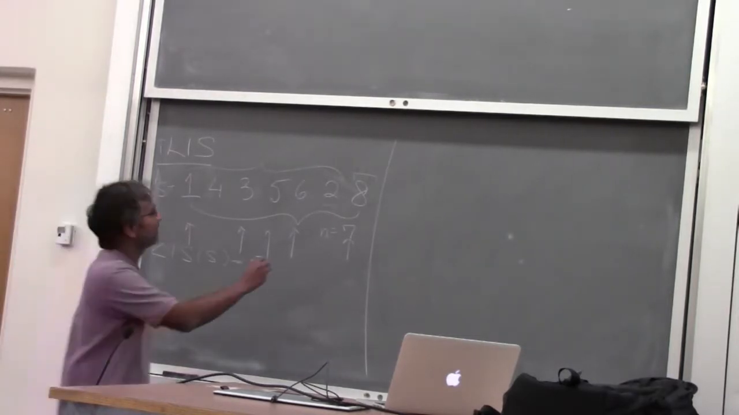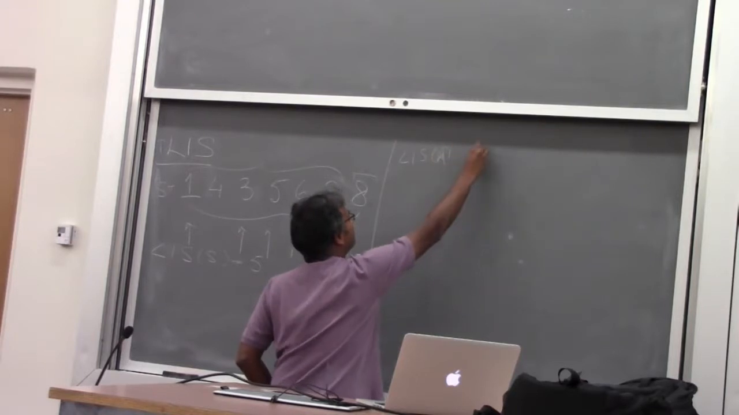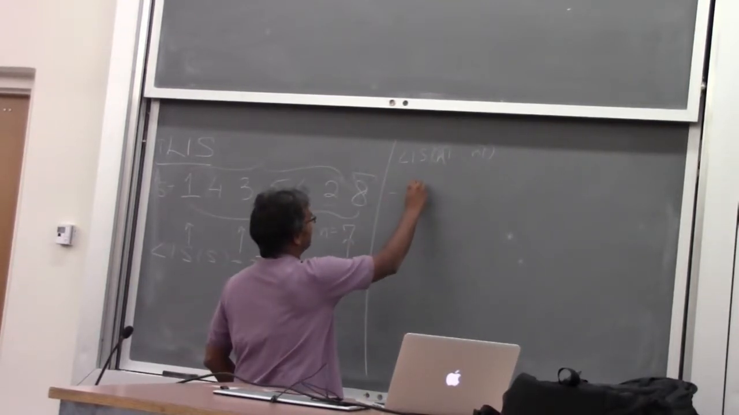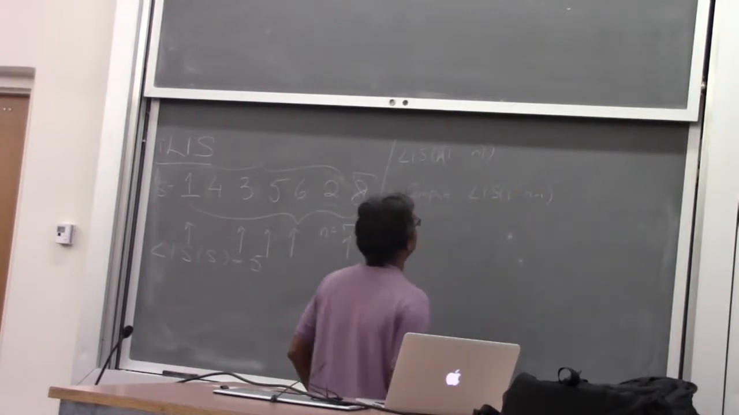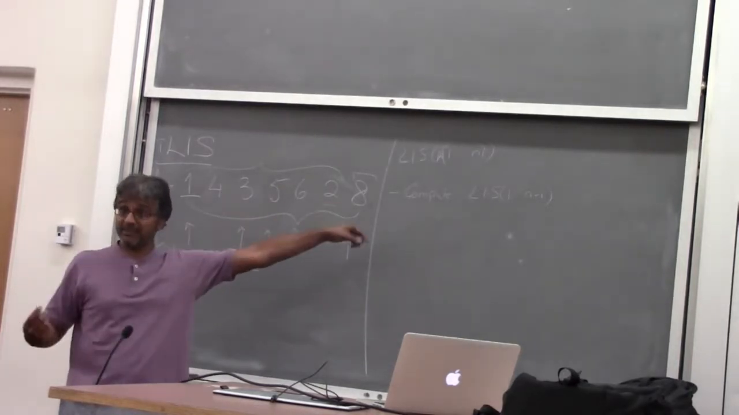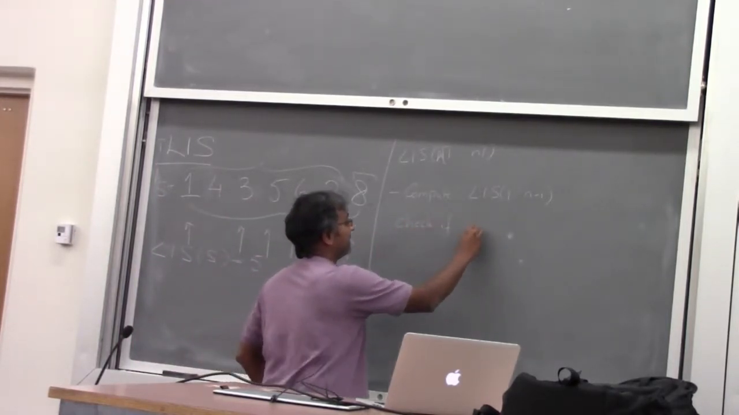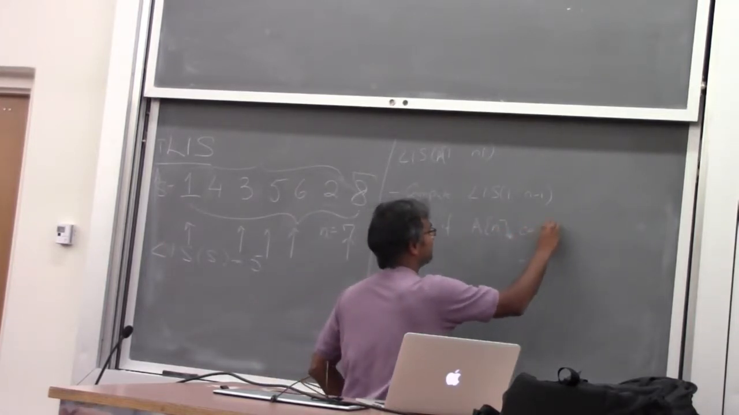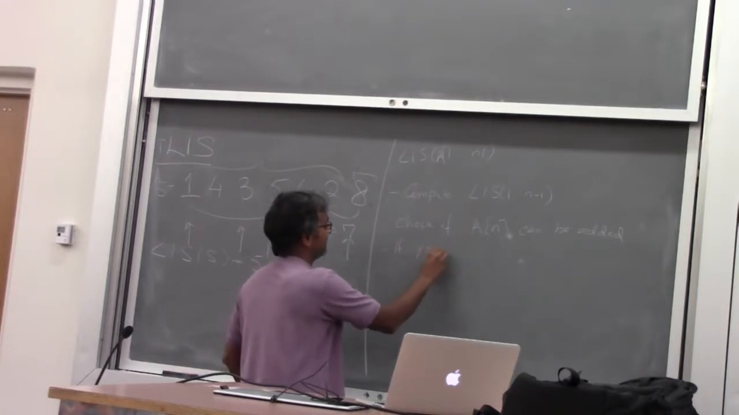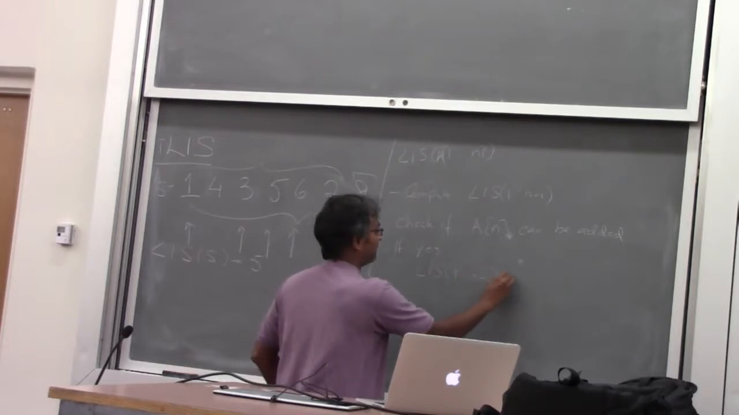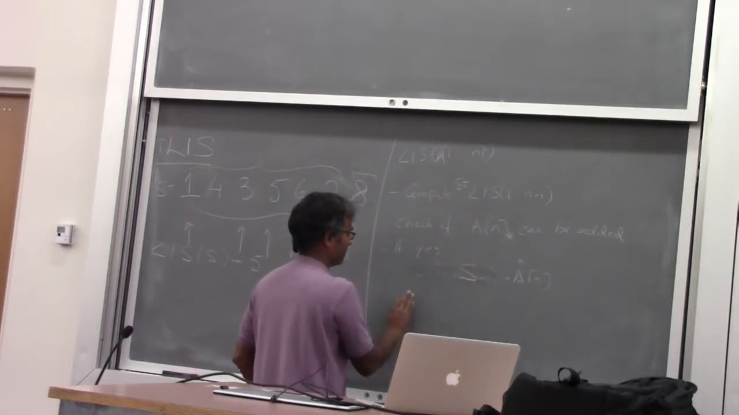So if I do this recursively, the recursive algorithm will say something like LIS of A 1 through n would be: compute LIS of 1 through n minus 1. And for now, we'll assume that we're getting not just a number, but the actual sequence. And then check if A n can be added. In other words, if it's greater than the last element of the list, then output LIS of 1 through n minus 1 concatenated with A n, else just output S.